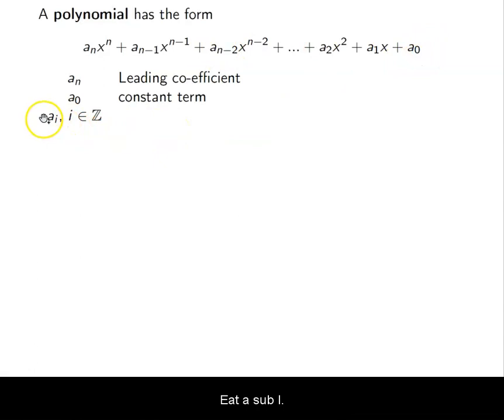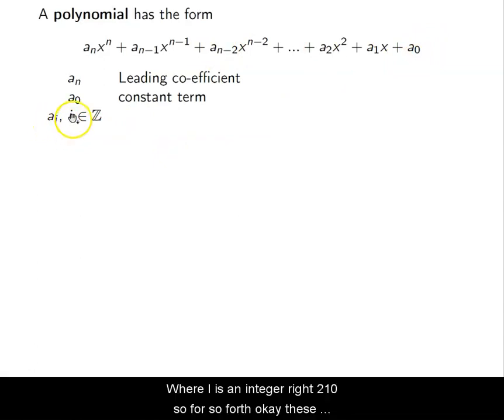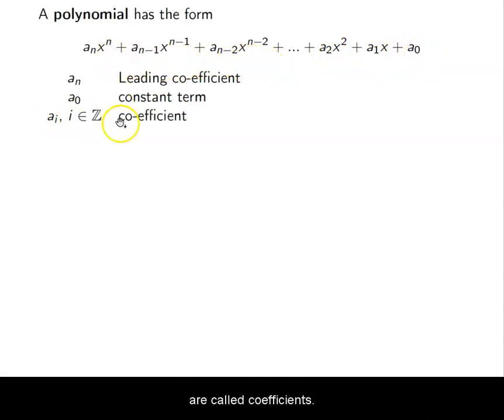Okay. Each a sub i, where i is an integer, right? 2, 1, 0, so forth. Okay. These are called coefficients, right? n is my degree of the polynomial.